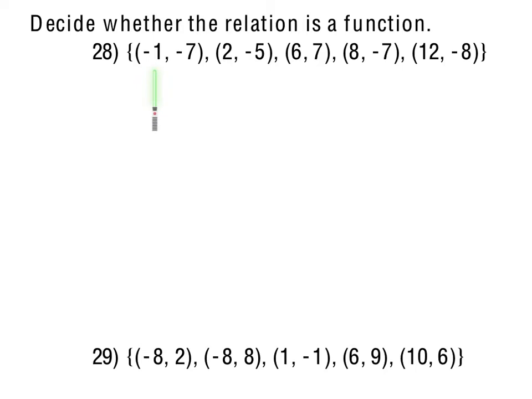So this relation is defined by a set of ordered pairs. The key here being that all of our inputs are different. We've got a -1, a 2, a 6, an 8, and a 12. So again, in order for a relation to be a function, each input has to have exactly one output. So each of these only has one output, none of them have two or more. So yes, this is a function.